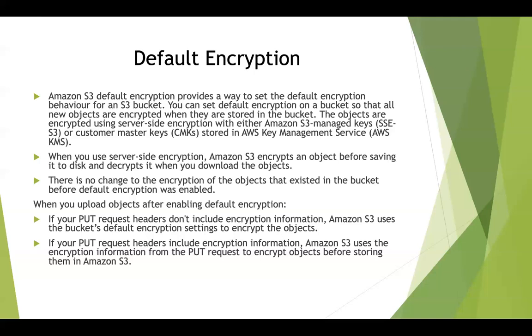So when you upload objects after enabling default encryption, if your put request while you create the object does not include any encryption information, S3 uses the bucket's default encryption settings to encrypt your objects. But if your put request includes any kind of encryption information, S3 uses the encryption information from your put request to encrypt the object before storing it in S3. Okay, so this is a really high level overview of how encryption works in S3.